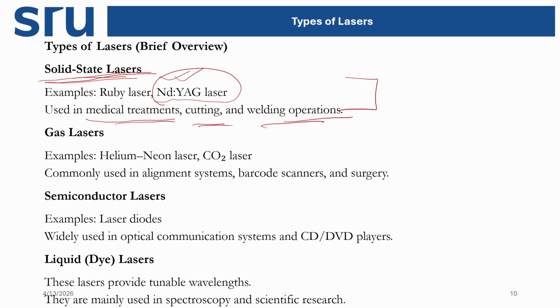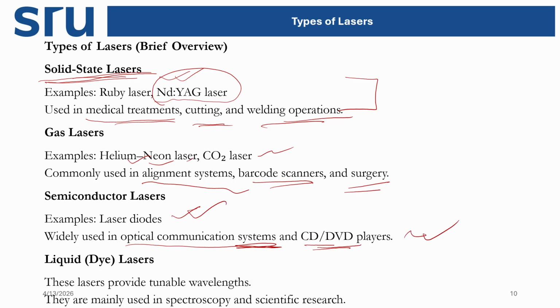Gas lasers are also examples: the helium-neon laser and the CO2 laser are available, commonly used for alignment systems, barcode scanning, or surgery. Semiconductor compounds also show laser properties. These are called laser diodes, widely used in optical communication systems and also in CD or DVD players. There we use the semiconductor lasers.